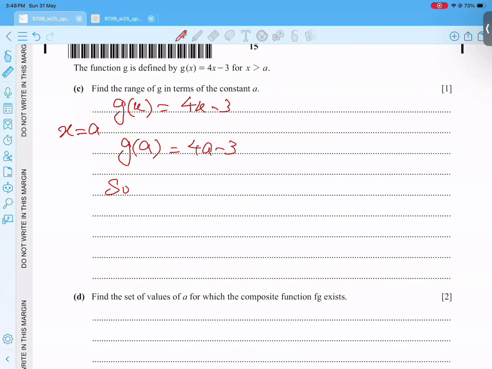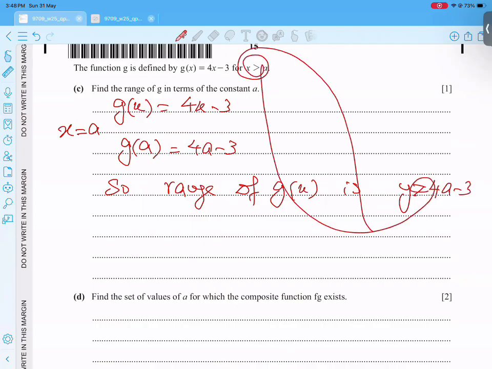So basically, what is the range? The range of g of x is y is more than 4a minus 3. Because there's no equal sign here, I think the point is very clear, and this is my answer.